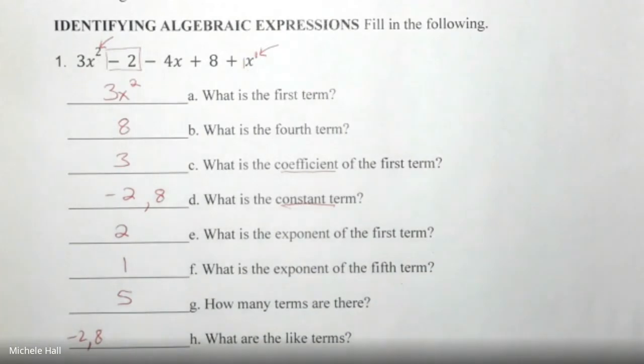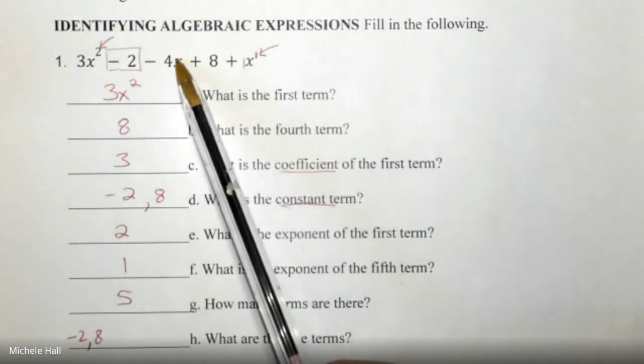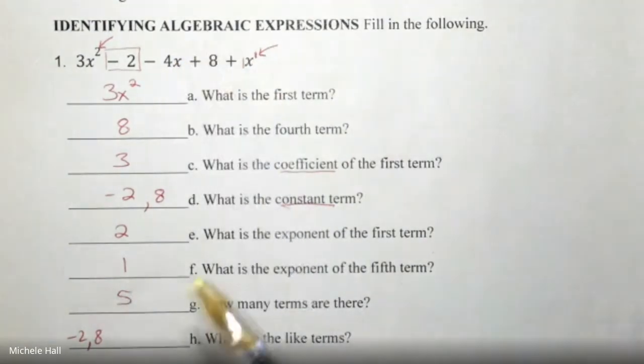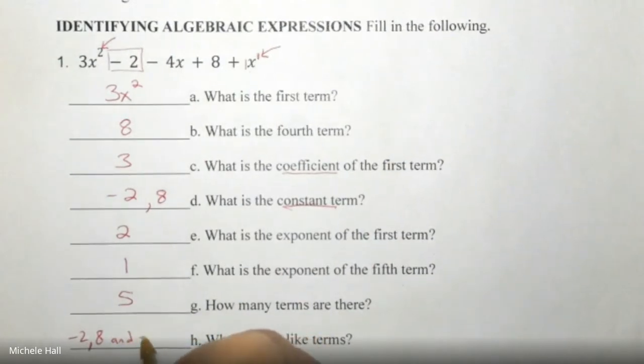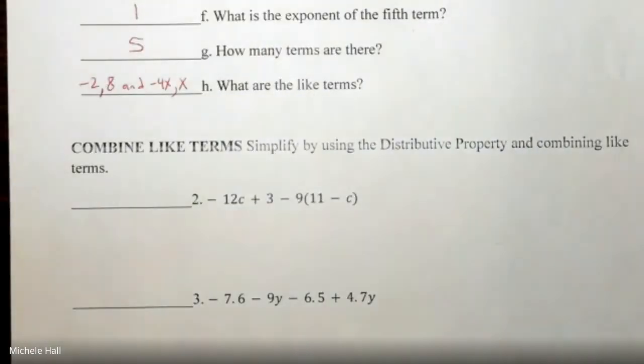Are there any other like terms? I have an x to the 1 power and I have another x to the 1 power. Those are like terms. And we have -4x and x. Those are like terms that I could combine together and simplify. You can do number 2. I will help you on number 3.